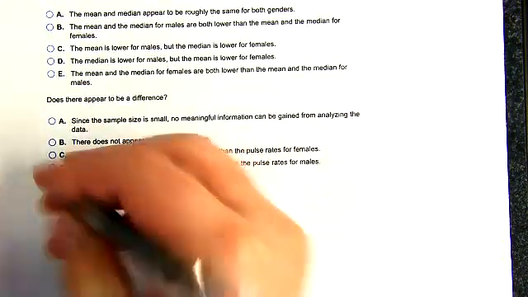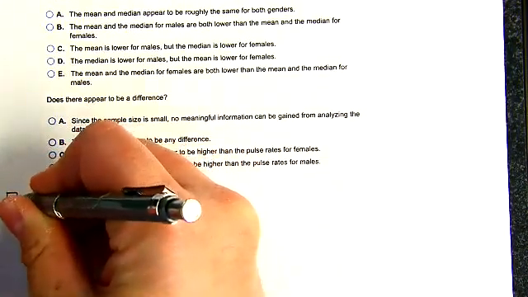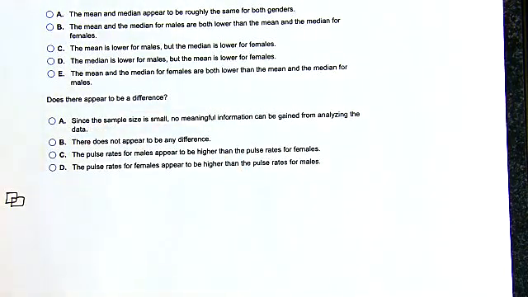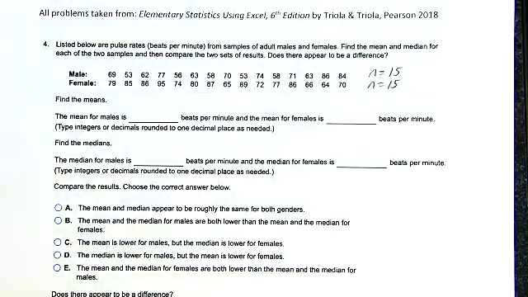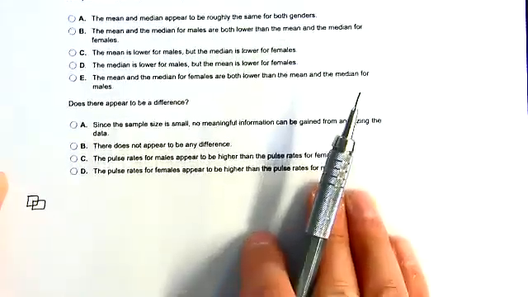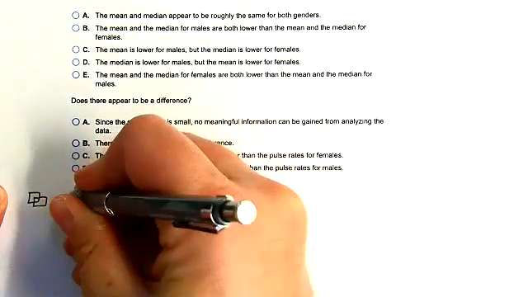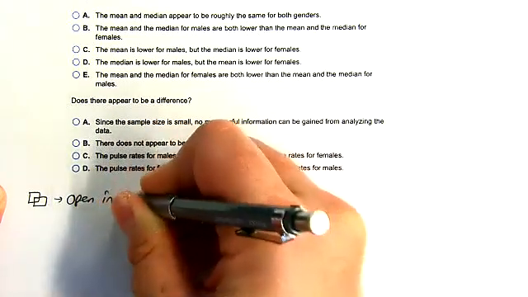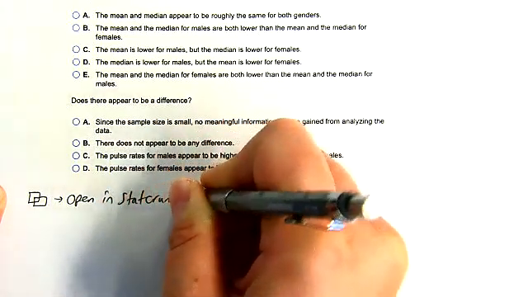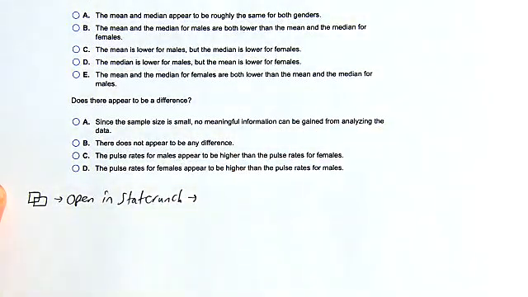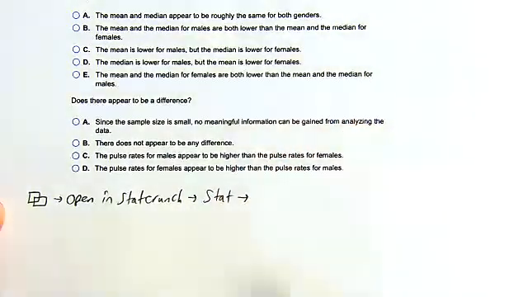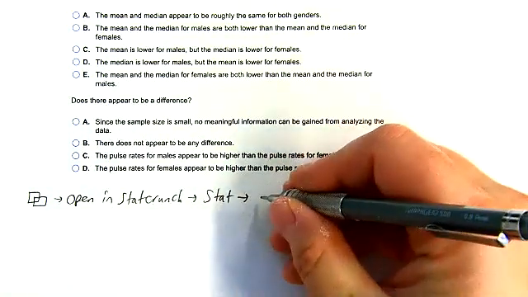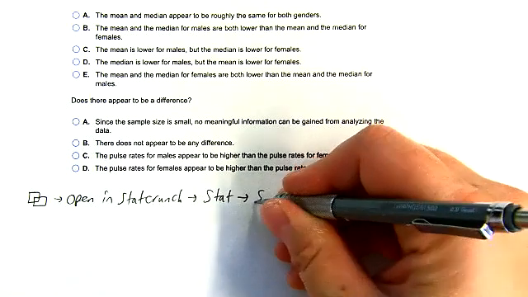So here we go. In this problem, you'll see a little button or icon. It looks like a window inside a window. This symbol will be near this data, and you'll click it, and then you'll say, open in StatCrunch. Then there'll be a button in StatCrunch called Stat. You'll click that, and then there'll be a drop down, and from that you will select Summary Stats.